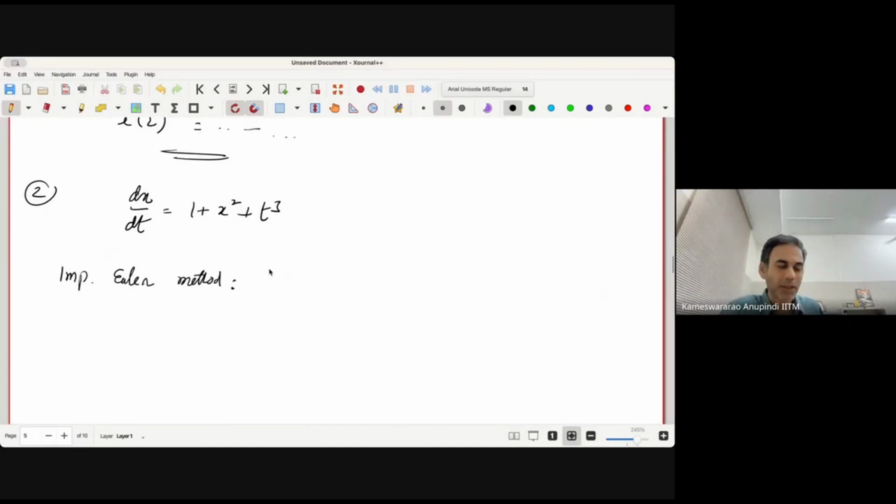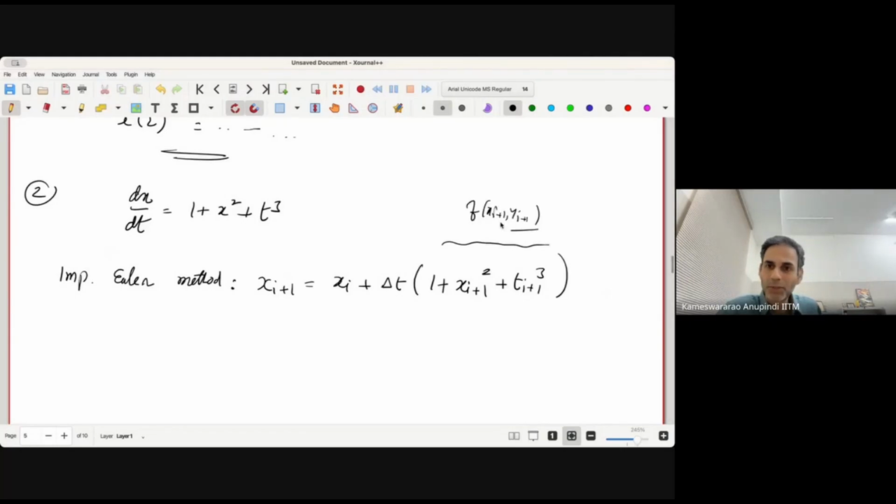What is the expression? y_{i+1} = y_i + h times f of (x_{i+1}, y_{i+1}), right? That means I'm writing in terms of x and t instead of x and y. So this is going to be x_{i+1} = x_i + delta t times f, that is 1 plus x_{i+1} squared plus t_{i+1} cubed, right? Because everything is evaluated at x_{i+1}, y_{i+1} in the function. This is f of x_{i+1}, y_{i+1} in the original formulation. In this case, it happens to be f of t_{i+1}, x_{i+1}.